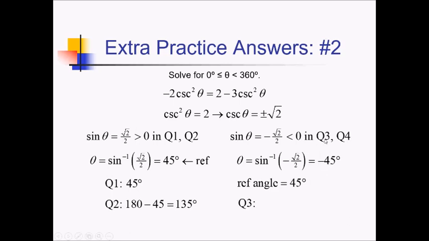So for quadrant 3, we have to do 180 plus the reference angle. That gives us 225 degrees. For quadrant 4, we're starting at 360. And then to go down from the x-axis 45, we have to go backwards 45 degrees. So 360 minus 45 is going to give us 315 degrees.